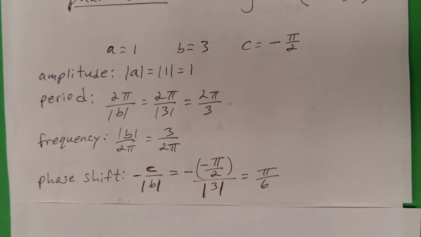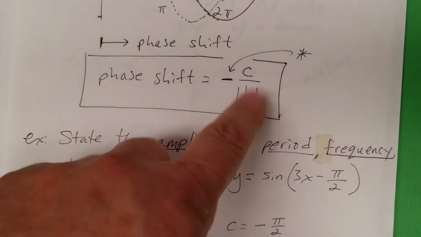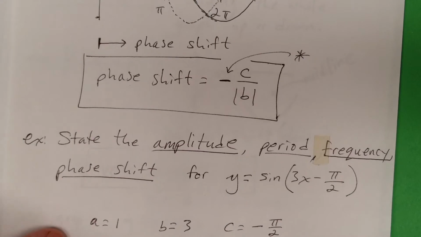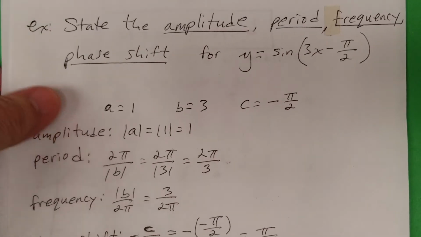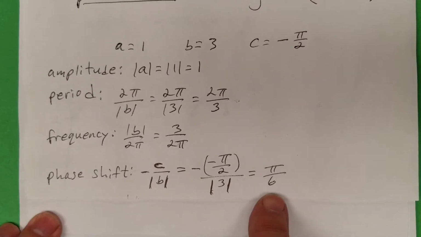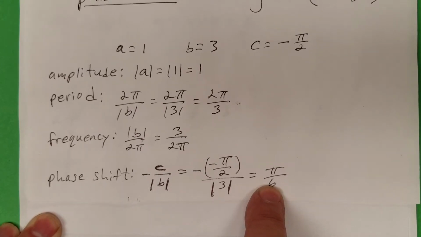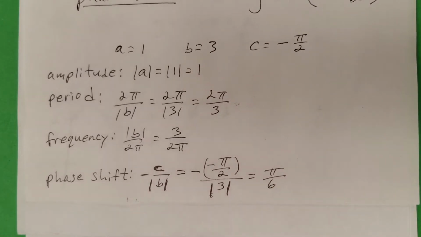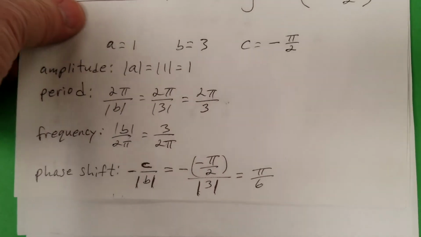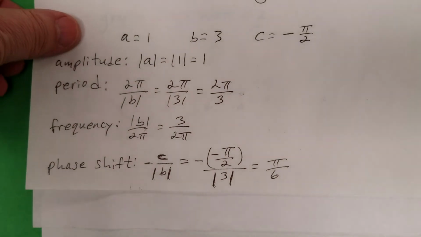Okay, so basically we're just following the formulas, but they're not really formulas. They just tell you which number goes on top of which number. Okay, so now the phase shift is telling me that I should shift, right? Shift to the left. This is positive, pi over 6, so a little bit to the left. Okay, we'll talk more about the actual graph shifting. Right now, you're just finding the numerical values.